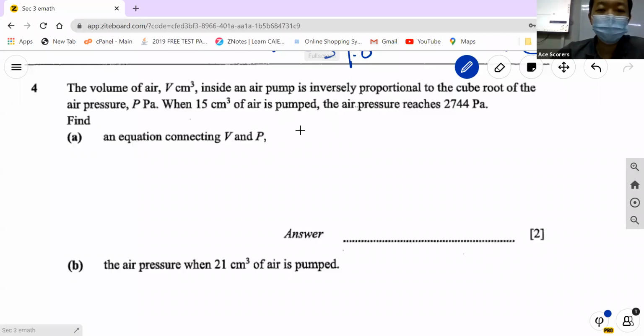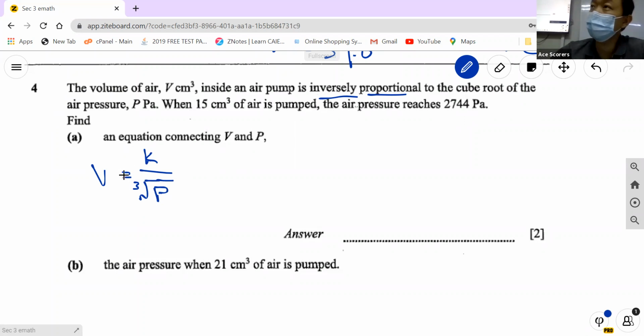So for direct and inverse proportion, this is inversely proportional. We can come up with the equation first. It says V is inverse, so it's K divided by the cube root of air pressure P. So V equals K over cube root P. This is my first equation.